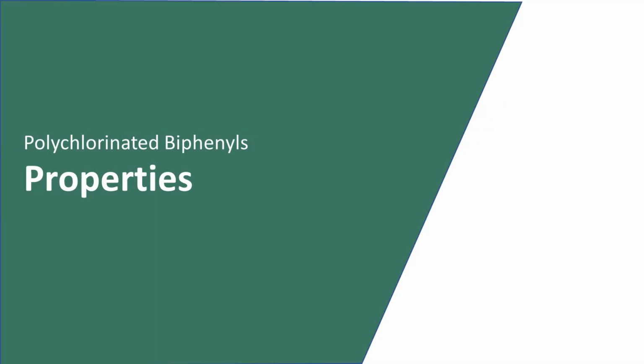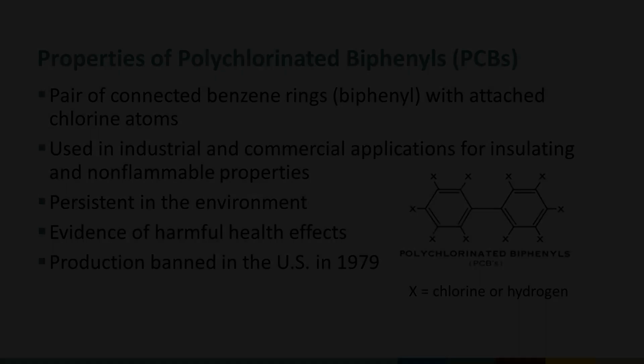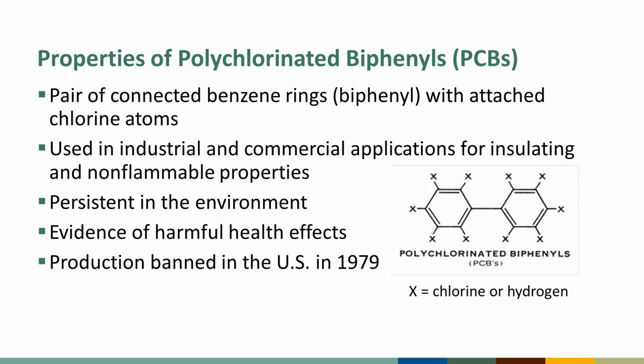To begin, we will discuss the properties of PCBs. Polychlorinated biphenyls, also known as PCBs, are a family of manufactured chemicals that consist of a pair of connected benzene rings with one or more attached chlorine atoms. Depending on the number and position of chlorine atoms, 209 different PCB substances, or congeners, may be formed. Different congeners may have varying chemical and toxic properties.